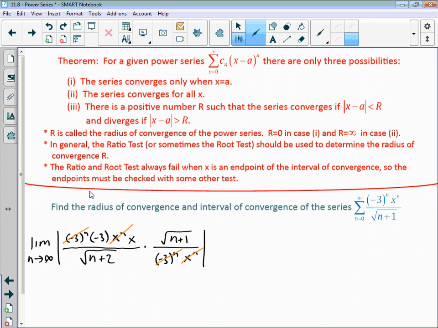Now the negative 3 is going to just turn into 3, isn't it, if I take it out of that absolute value? The only thing I like to keep in the absolute value are the x's, so just be careful that you don't end up with a negative. So negative 3 turns into just 3. And then I've got the square root of n plus 1 over square root of n plus 2. And then in the back, I've still got absolute value of x. What is the limit going to equal here? 3. So I've got 3 absolute value of x, and that has to be less than 1.